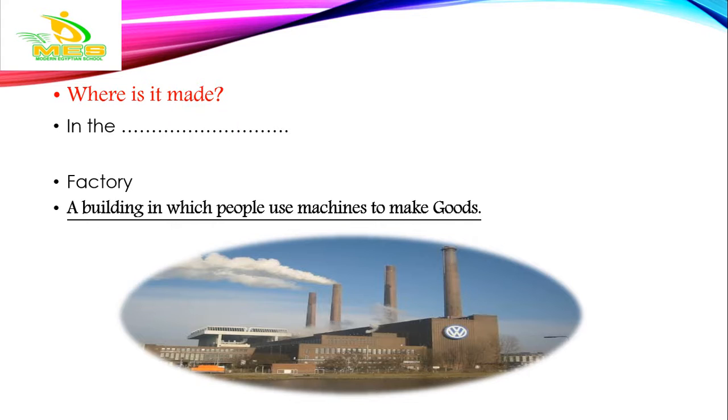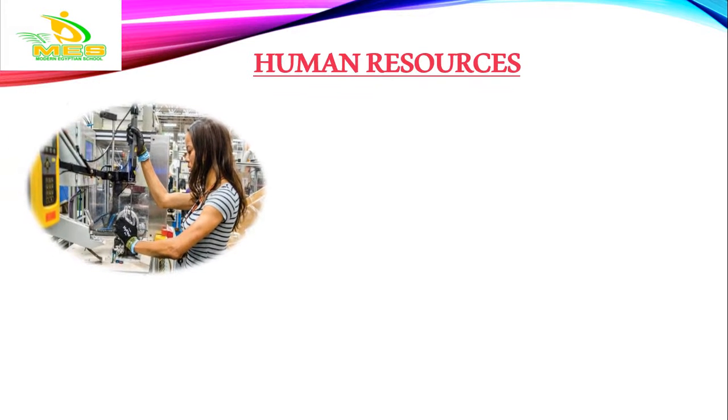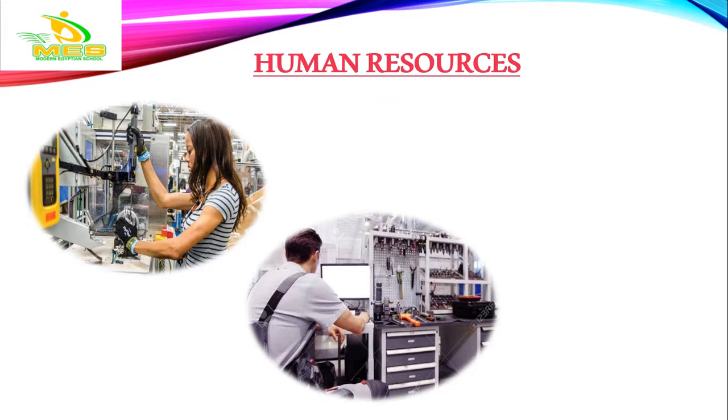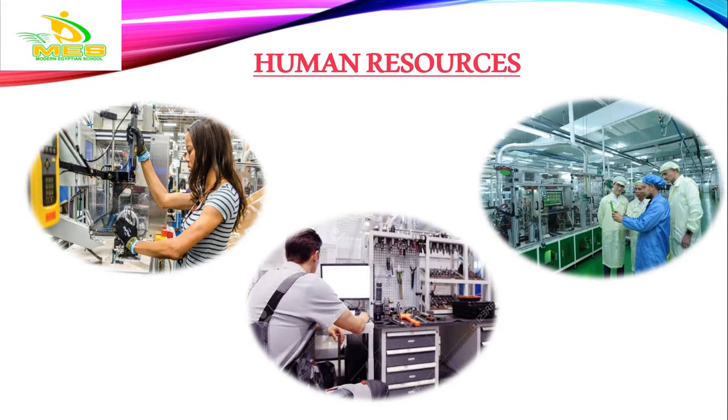Two kinds of resources inside the factory. The first of them is human resources. Can you see this woman? She is working with the machines. This man also, he is working. These people, they are working in the factory. We consider them as human resources.